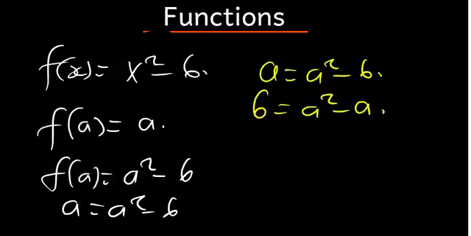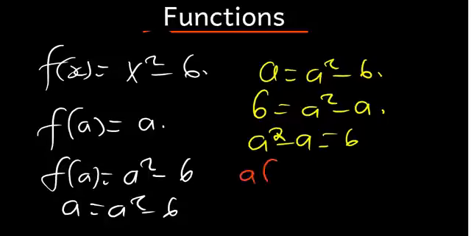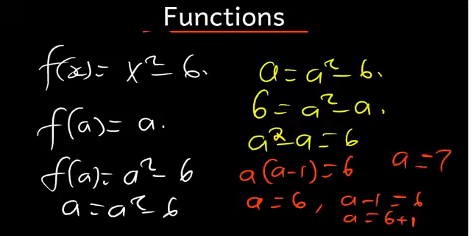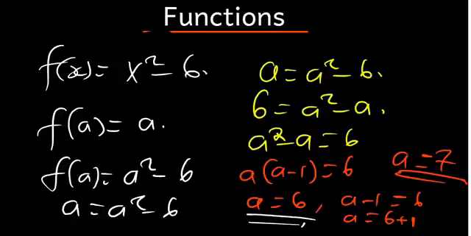Okay, I can write this as a squared minus a has to be equal to 6. I can now factor out a. So a will be open brackets, then we're going to have a minus 1, equal to 6. Now from here we can see that a is going to be equal to 6 and a minus 1 will be equal to 6. Therefore a will be equal to 6 plus 1, meaning that another value of a is going to be 7. So the possible values of a in this case are a is equal to 6 and a is equal to 7. As simple as that.